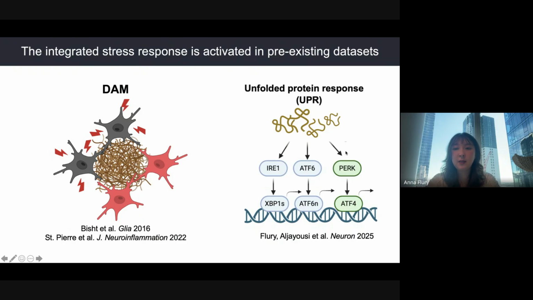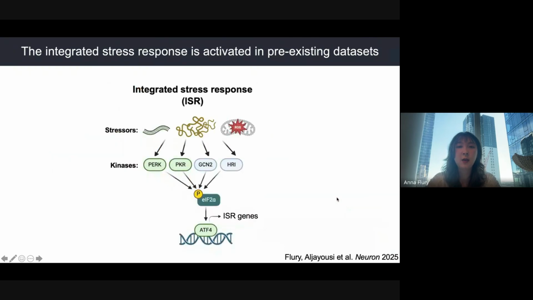And because it was this singular arm, this actually pointed us to another pathway that shares this signaling axis called the integrated stress response. This is a stress response that can respond to a lot of different stressors, including misfolded proteins, but also oxidative stress and double-stranded RNA. So there's a variety of things that can induce it. Misfolded proteins are one of them.